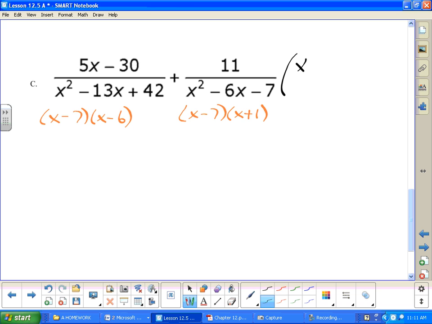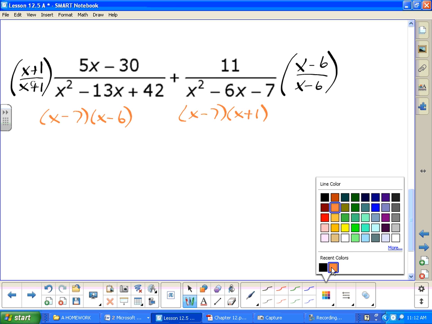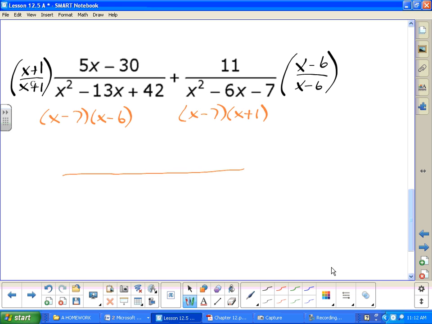So that means I need to multiply the numerator and the denominator over here by x minus 6. What does the right side have that the left side doesn't? Okay, so we're going to multiply the left side, the numerator and the denominator, by x plus 1. So my denominator then is going to be x minus 7 times quantity x minus 6 times quantity x plus 1. Okay, there's my denominator. Yes? All right, does everybody see that?